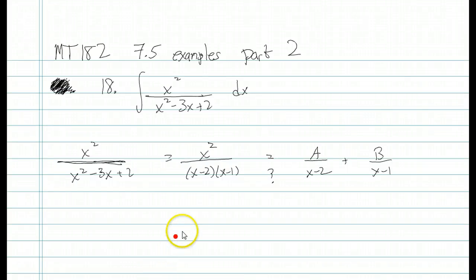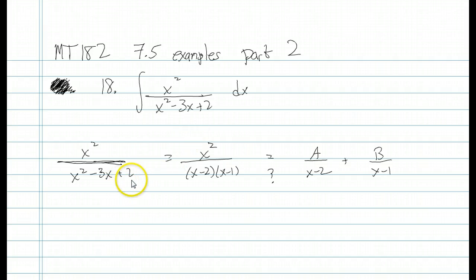I'm going to do one last example from section 7.5. In this case, we're integrating a rational function, but the degree on the top is the same as the degree on the bottom, so it's not a proper fraction, or it's not a proper rational function.